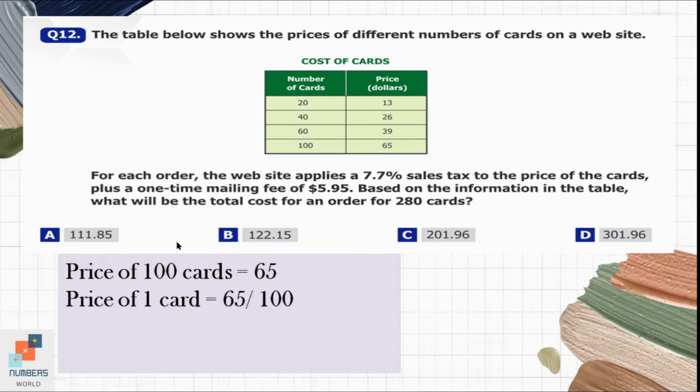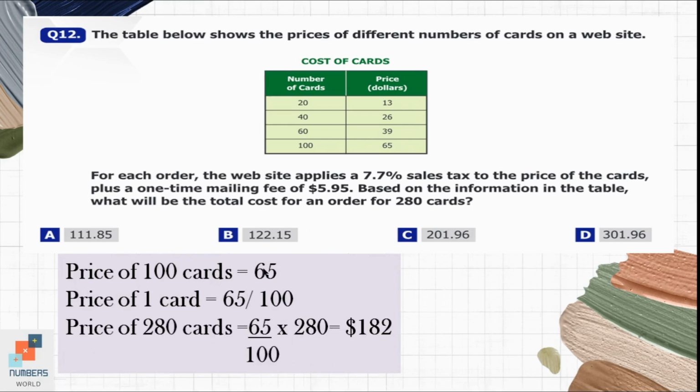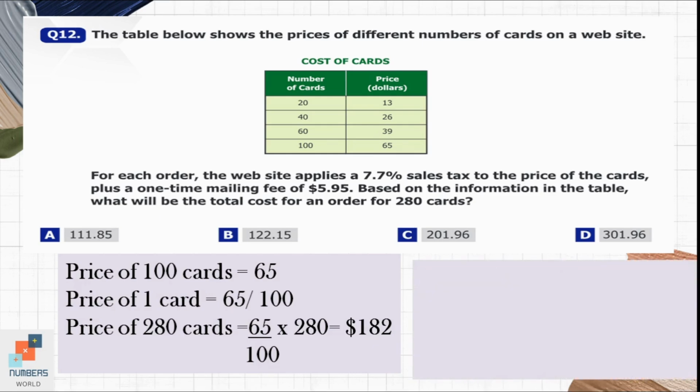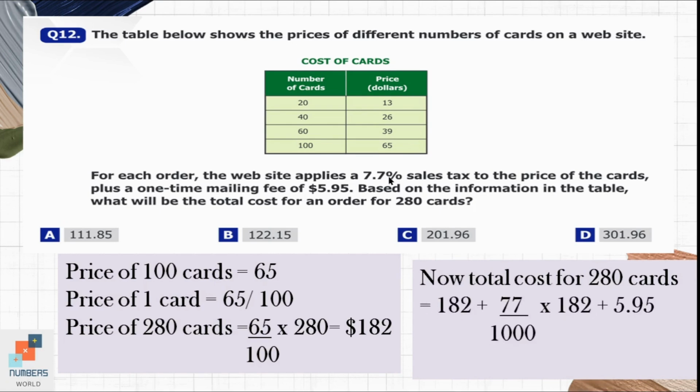So the price of one card will be 65 by 100. To calculate the price of 280 cards, we will multiply the fraction by 280. So the price of 280 cards is equal to $182. So now we have to find out the total cost to buy 280 cards. It is mentioned in the question, the website applies 7.7% sales tax to the price and a one-time mailing fee. So we will write the values in the equation.